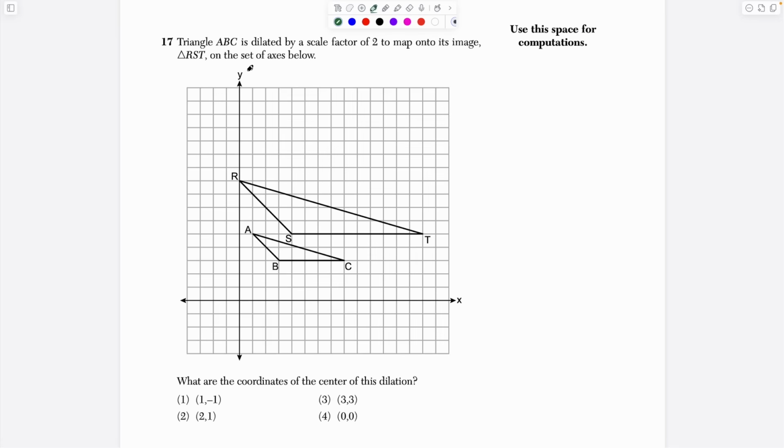Question 17, triangle ABC is dilated by a scale factor of 2 to map onto its image, triangle RST, on the set of axes below. And we want to know what are the coordinates of the center of this dilation. So for this question, I like to think of the concept of what a dilation is. So I always imagine this image here. When I have my center, over here I'm just going to say this is our center.